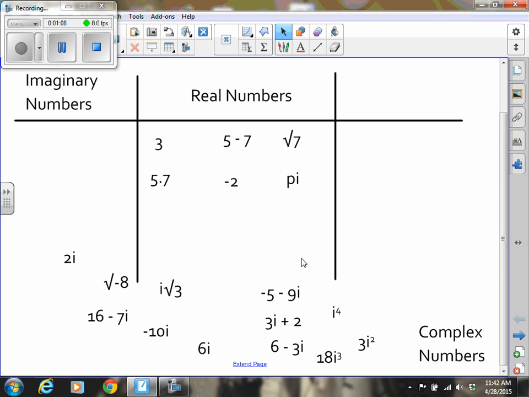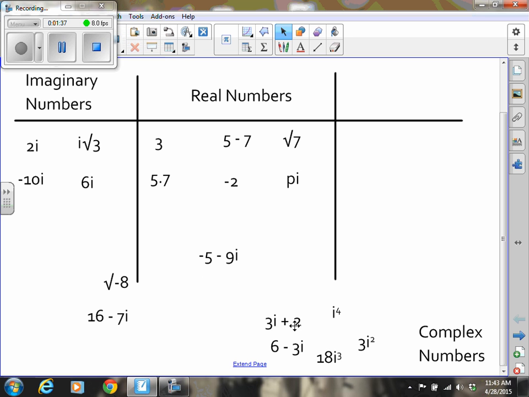The new numbers that we've talked about are numbers that involve the quantity i. Numbers like 2i. As long as i is in it, that constitutes an imaginary number. i square root of 3 represents one number. That's an imaginary number. Negative 10i represents an imaginary number. 6i represents an imaginary number. But what about a number like this?